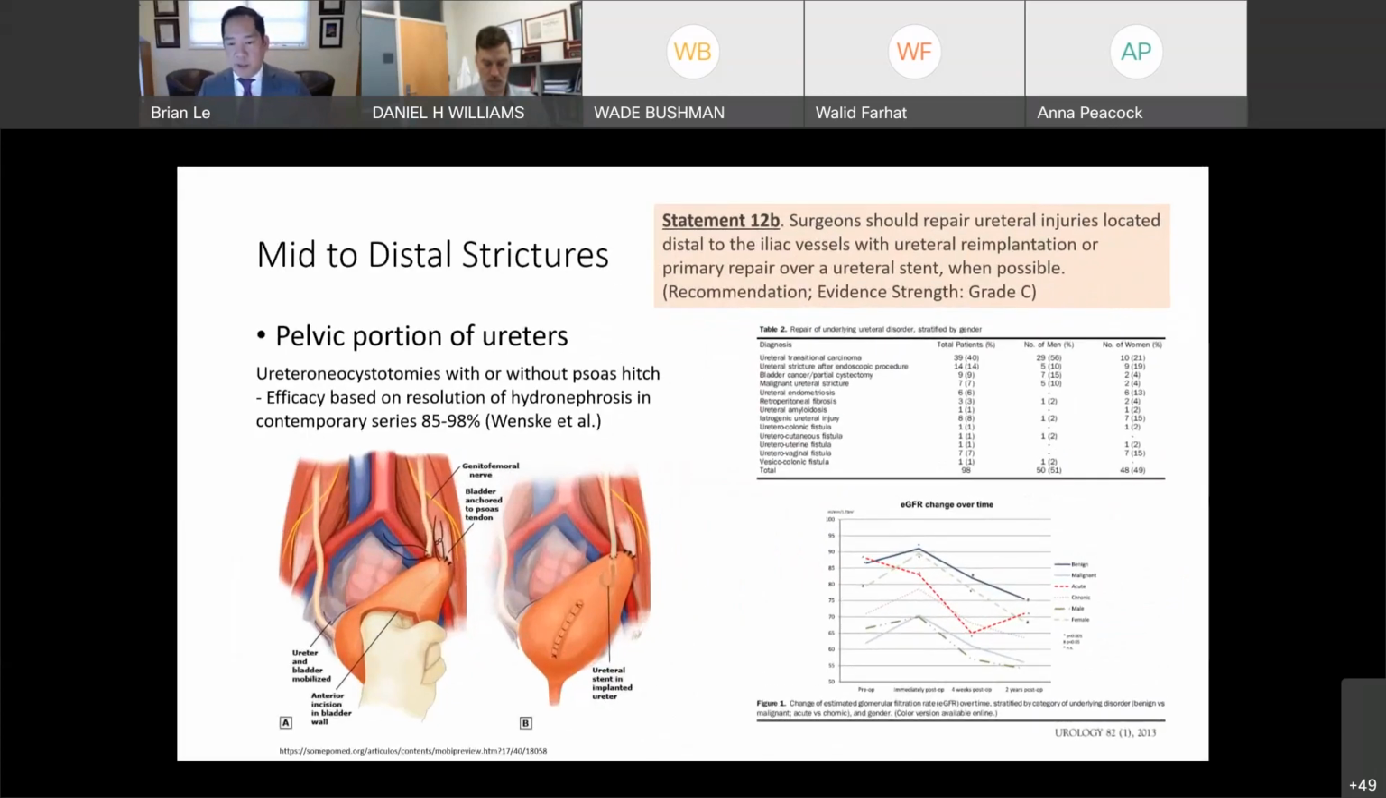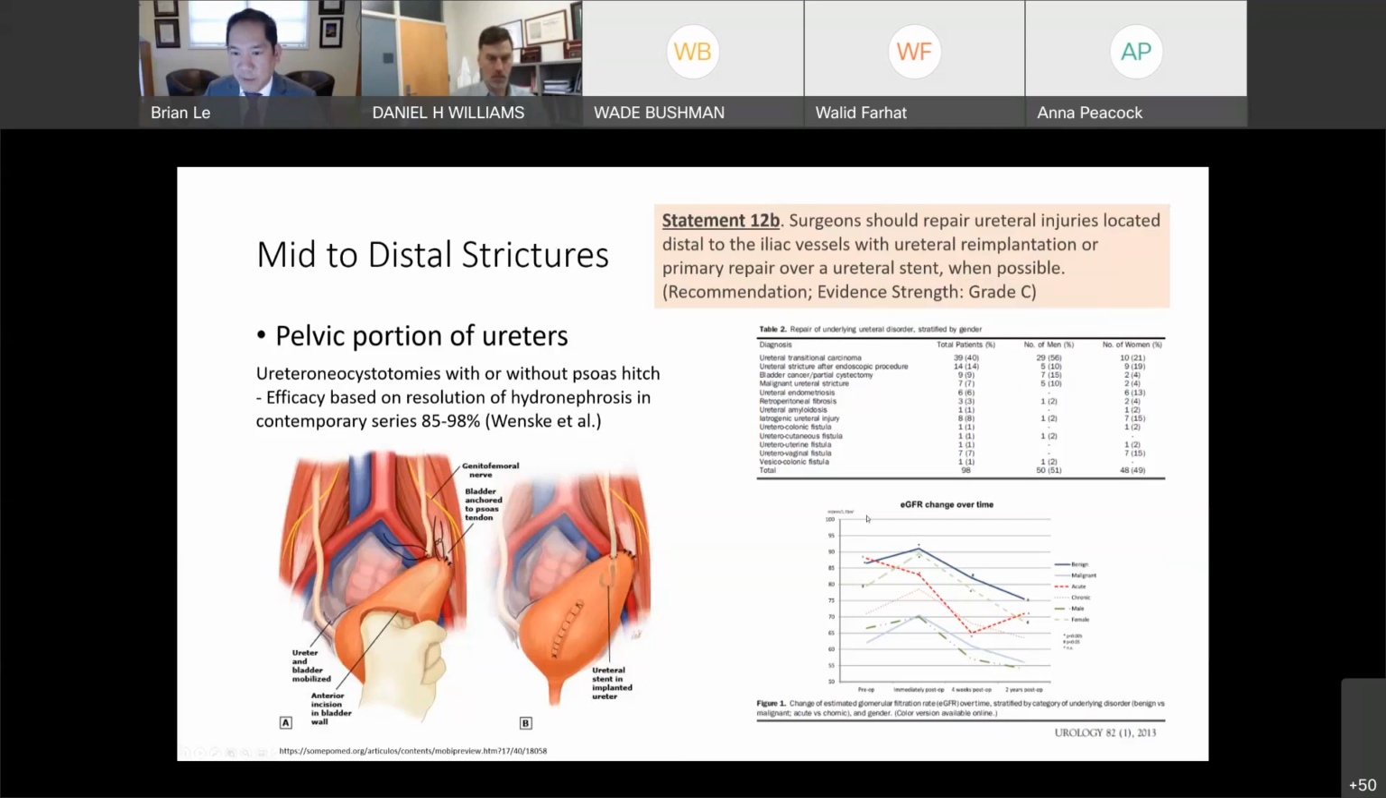So let's start with mid to distal strictures. I'm not doing UPJ, as that was discussed by Dr. Best. We're just going to talk about proximal ureter, mid ureter, distal ureter. Starting with the mid to distal strictures, they have a statement on it. Surgeons should repair ureteral injuries located distal to the iliac vessels with ureteral reimplantation or primary repair over ureteral stent when possible. So this is the classic ureteral reimplant. There are many different ways of doing a ureteral reimplant.